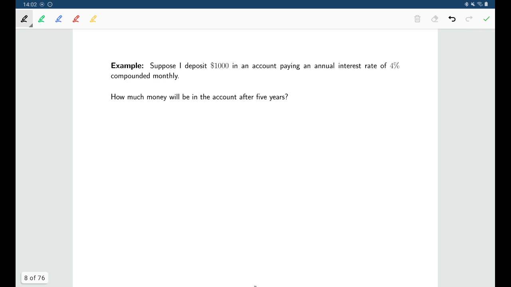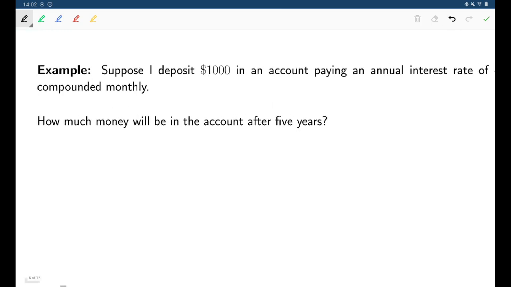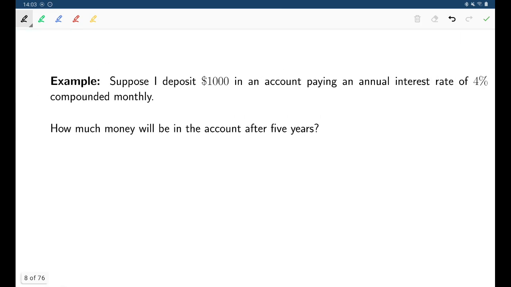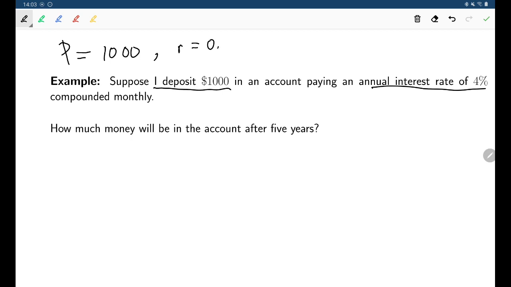Okay, so for this one, we start with depositing $1,000 into an account that's paying an annual interest rate of 4% compounded monthly. So there are some things we can see right at the very beginning. Number one, I'm depositing $1,000, so that's telling me that my principal is 1,000. I also know that I have an annual interest rate of 4%, so I also know that R is 0.04.